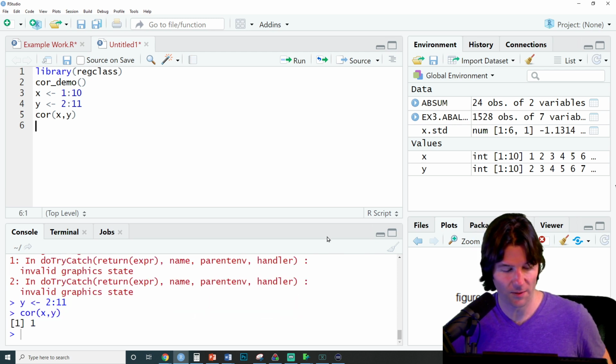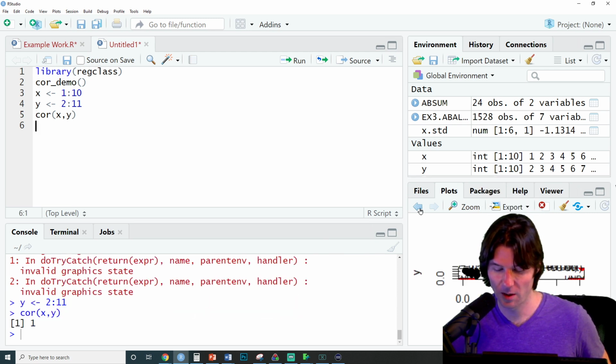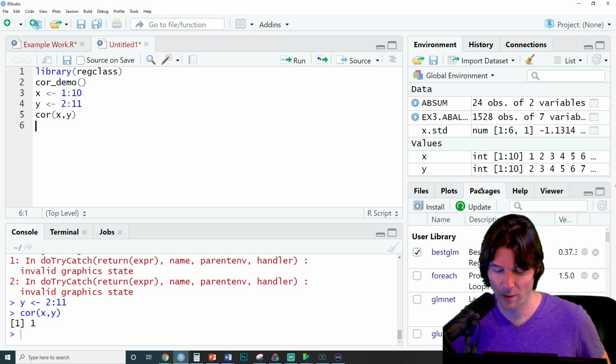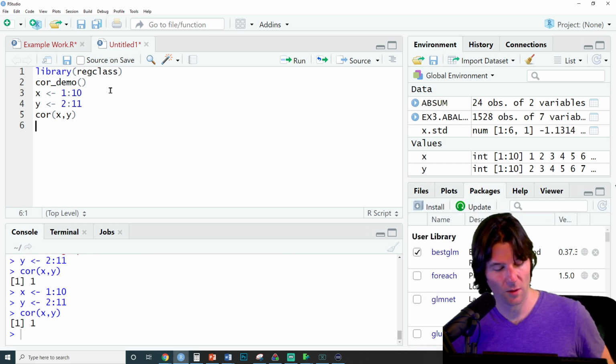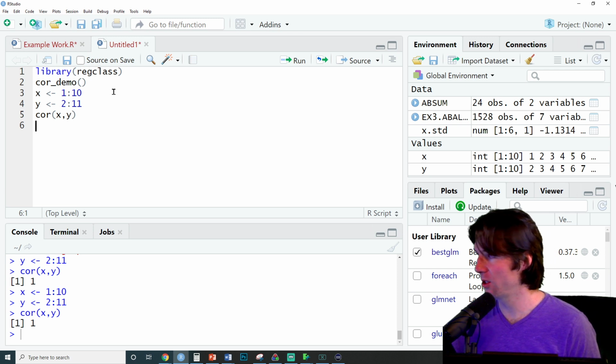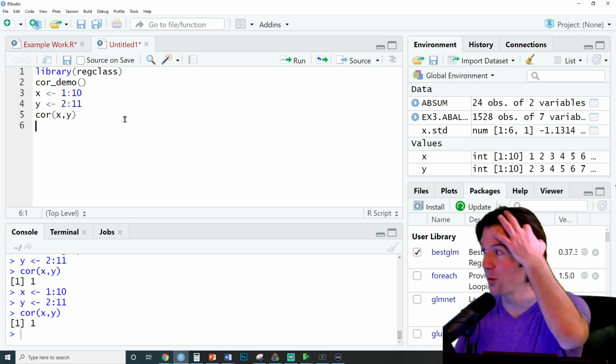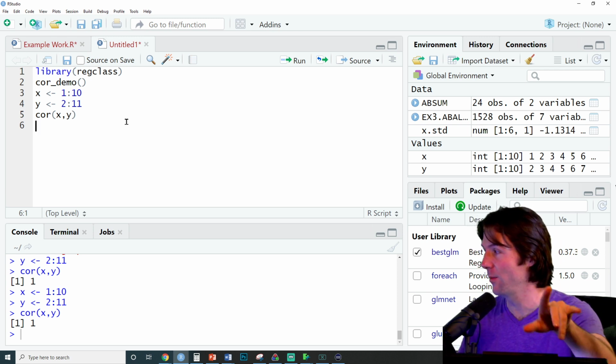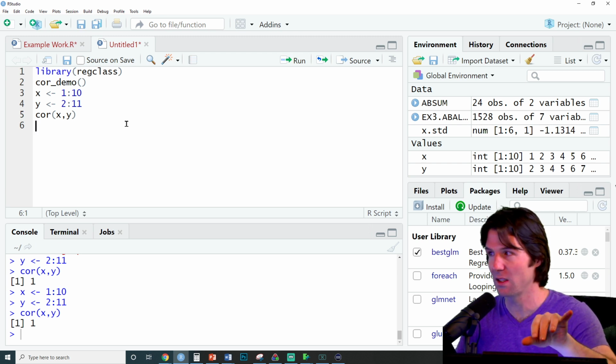So, it's giving the graphics error. Let's go to files. Let's go to packages. Cool. So, there we go. And so that's how correlation can be done right there. There's a few other ways. Email me if you're stuck on it. Be like, hey, Brian, I'm stuck. How do I get this data in here?